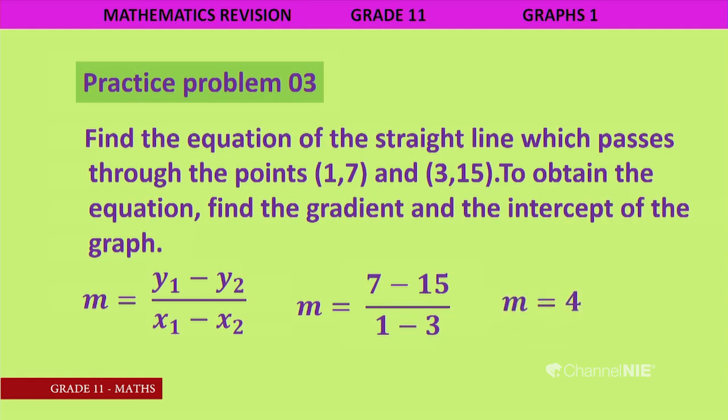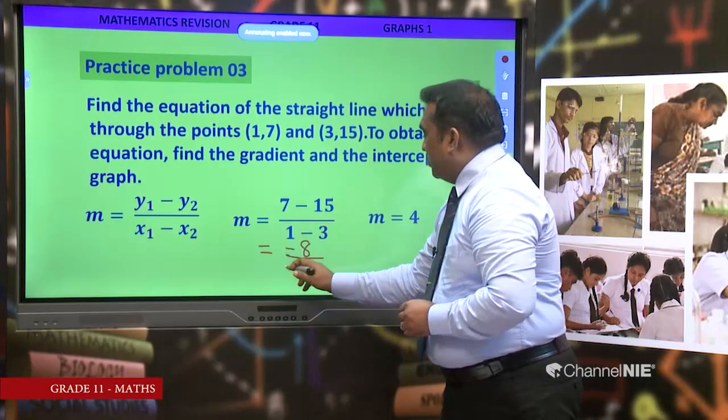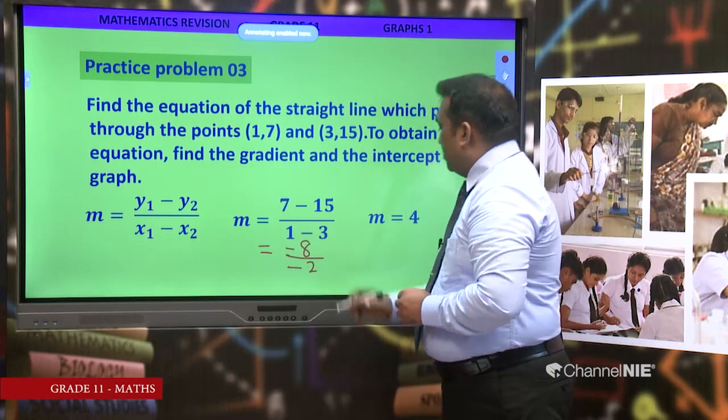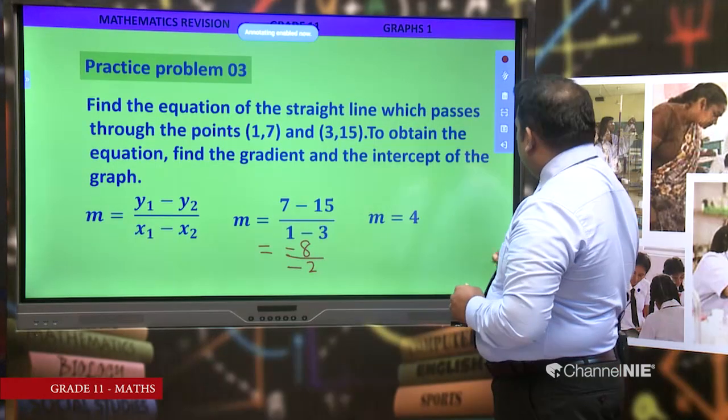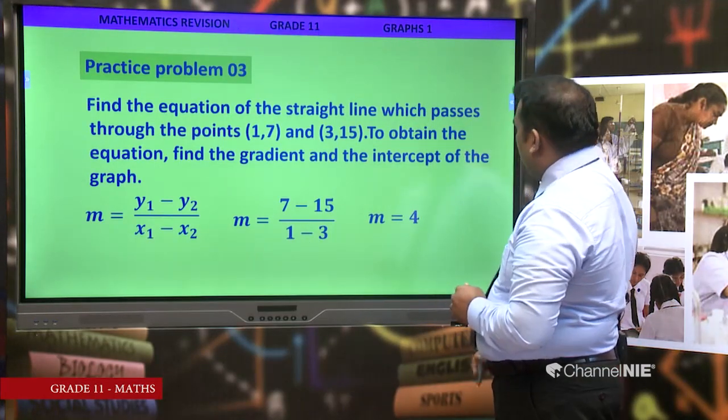Right here, 7 minus 15, what is the value? Minus 8, divided by minus 2. Then you have the gradient as 4.